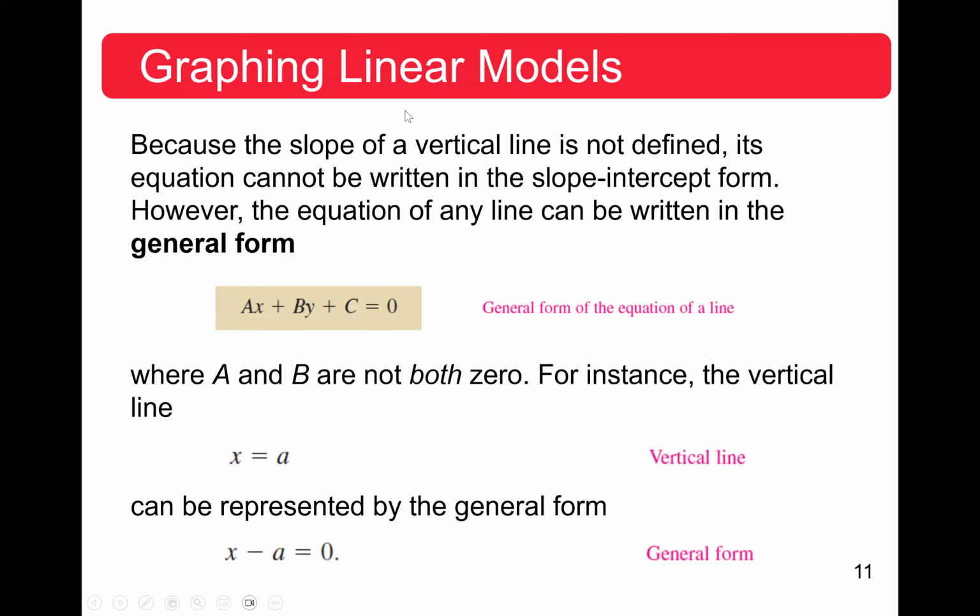Next is graphing the linear models. The slope of a vertical line is not defined. As we said in our previous lectures, the slope is equal to the difference of the y values of two points divided by the difference of the x values, because each point has an x and y coordinate. Now, if we have a vertical line, the x value is the same for both points. So any value divided by 0 has no solution. That's the whole concept here.